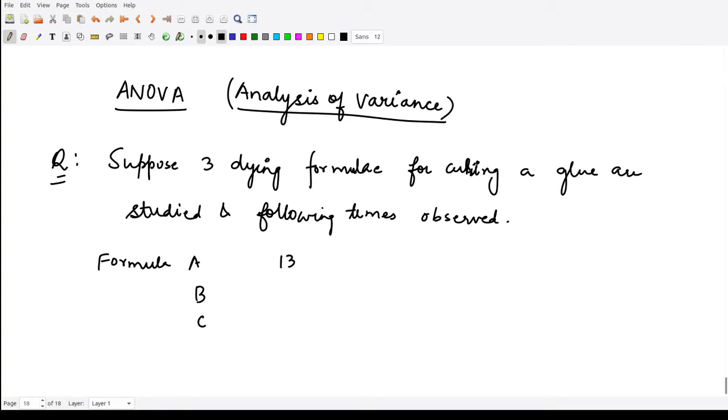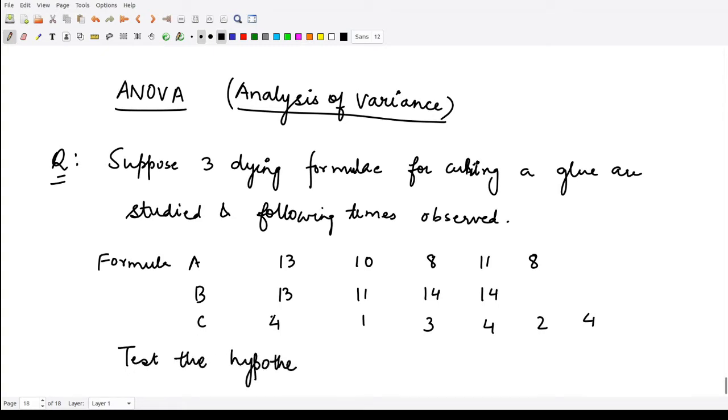So it was 13, 10, 8, 11 for the formula A. For the formula B it was 13, 11, 14 and 14. And for the formula C you were given 4, 1, 3, 4, 2 and 4. It is 11 here, and here also we have 8. Okay, so this is what you are given. So you are to test the hypothesis at 5% level of significance. So this is the question.